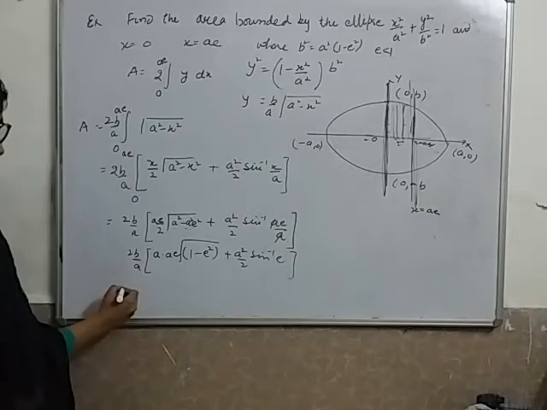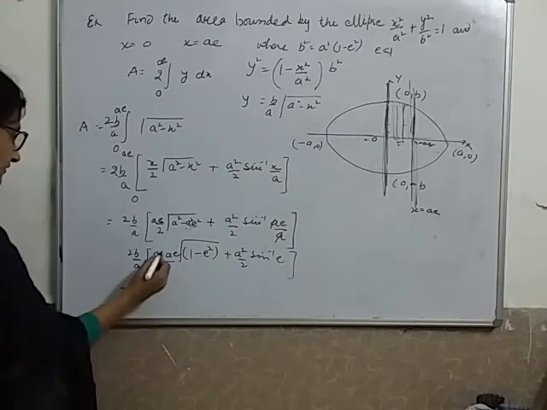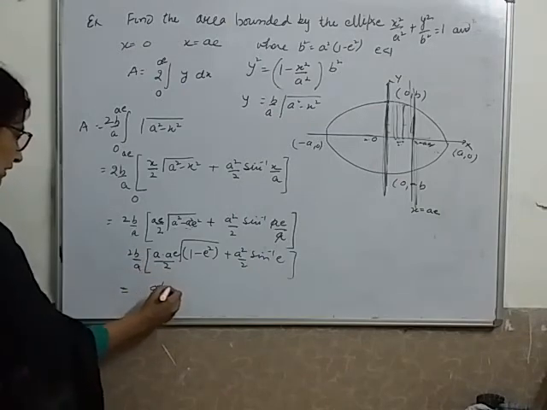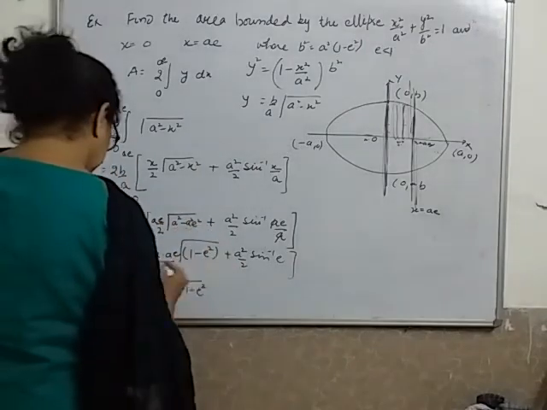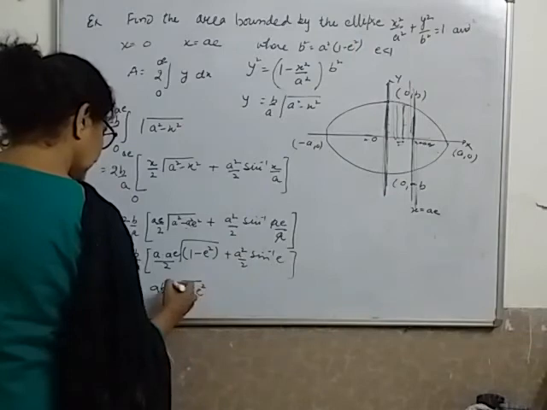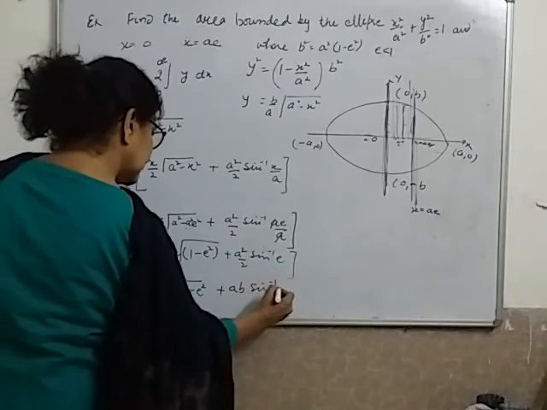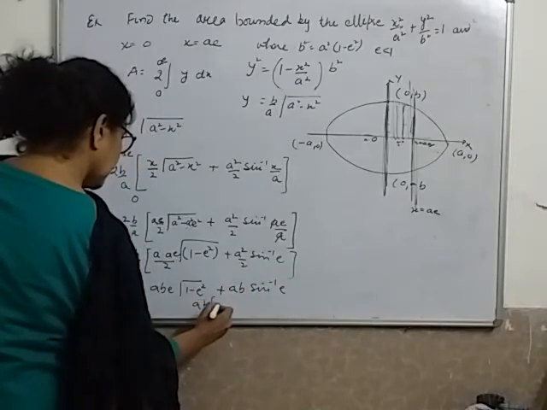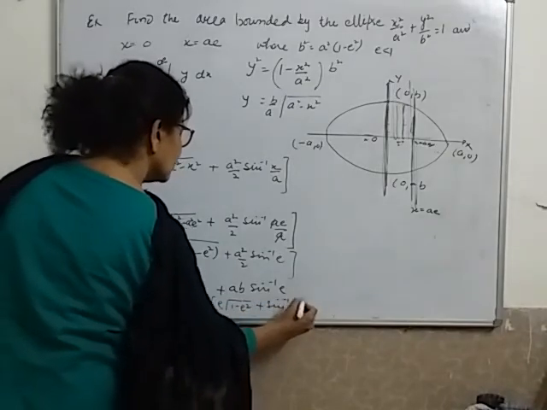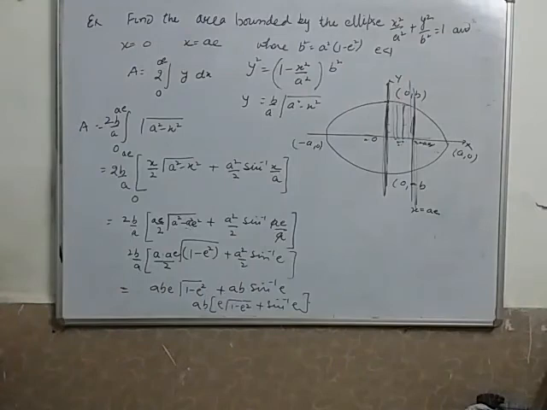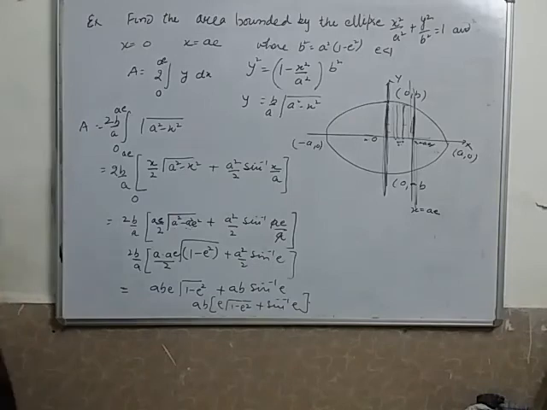When I open the bracket, 1 a cancels and 2 also cancels. So I am left with a, 2 goes, ab e root 1 minus e square, and over here also 1 a cancels. So ab sine inverse e, and ab can be taken out common: e root of 1 minus e square plus sine inverse e. This is the form he has given in the book. That's why I did it. Because he had given it there, so I used it. That is also correct if you use it, but there is no harm.